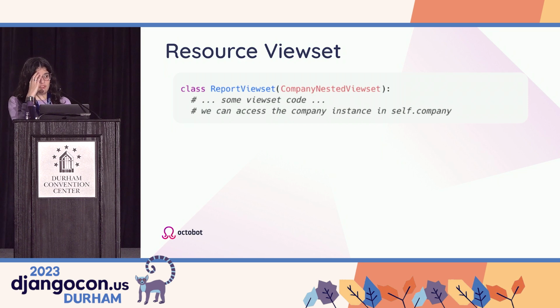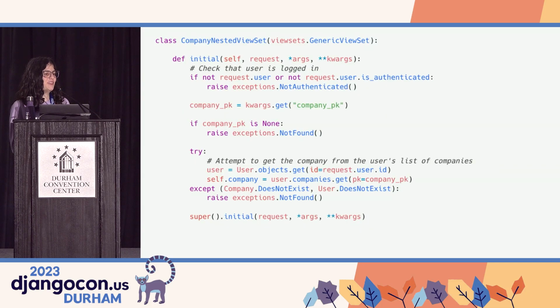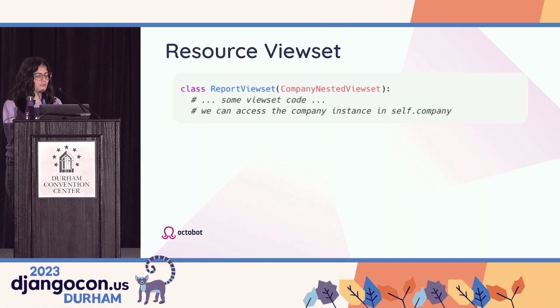And then in your resources, in the view sets, for example, you can simply inherit from the company nested view set that we just created, and it will perform the initial check. Sorry, I think I forgot to say it, but the initial method, if you don't know, I didn't know it before I implemented this, runs code before anything else is done with a request. So you can basically put any custom logic that you want there. So here it will run that code, and then we can just use our view set as usual.